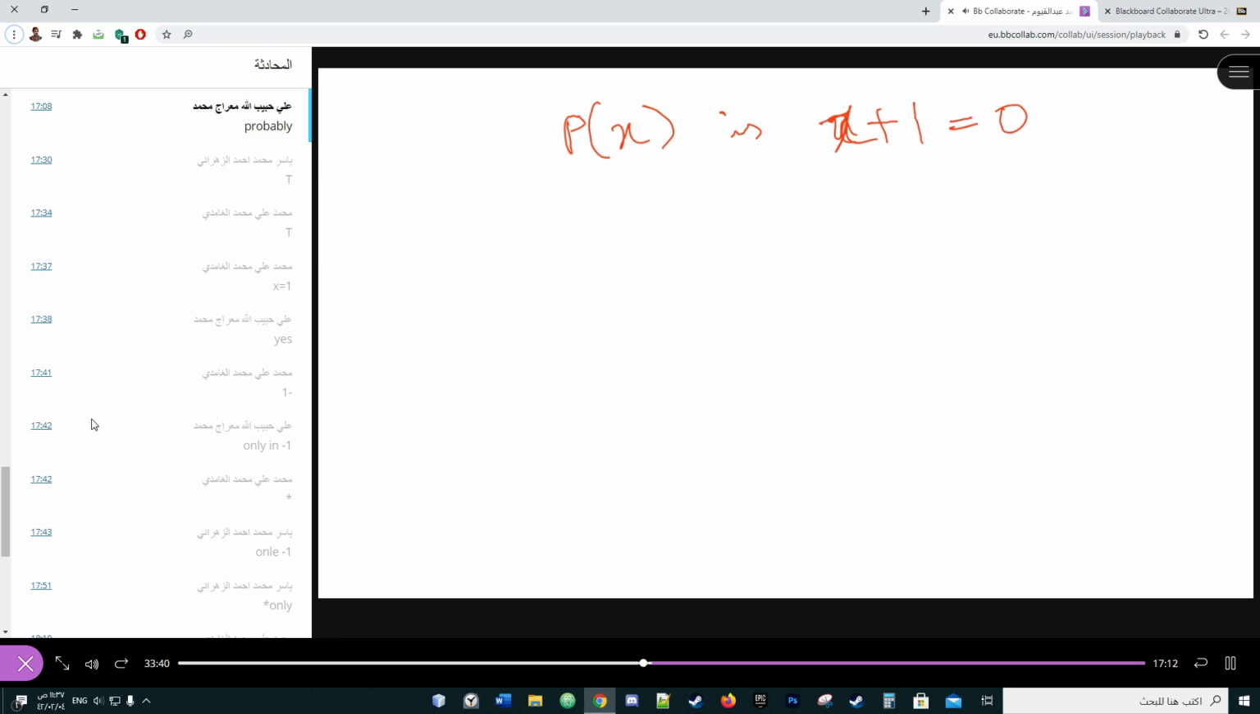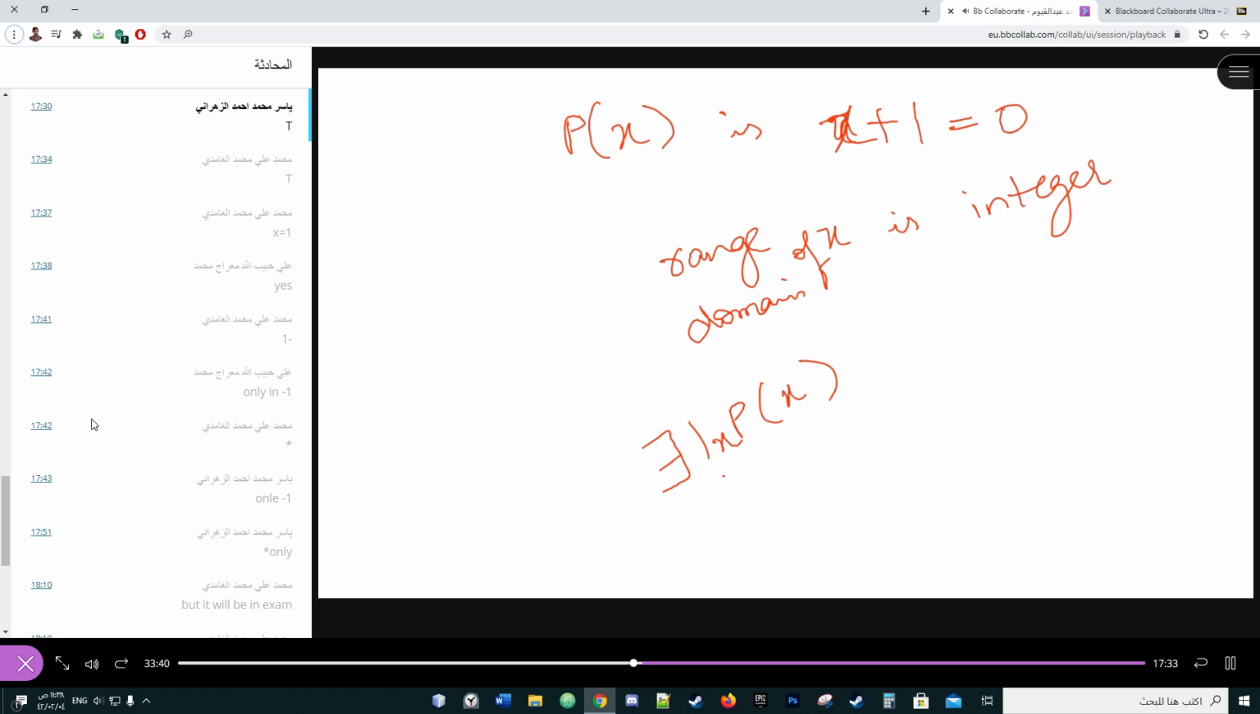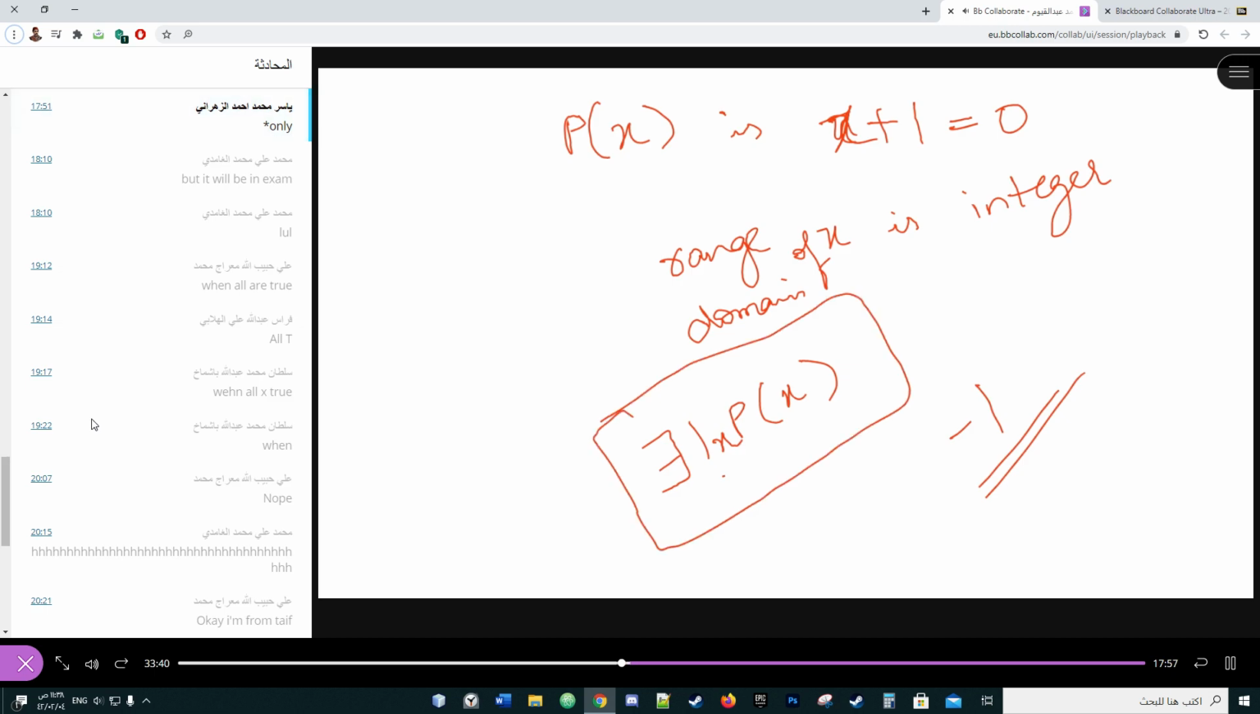Where the range or domain of x is integers, so x can be any integer. Is this true? Why is this true? Oh, Muhammad Ali, small mistake. There is only one value of x which satisfies this equation. So this is a uniqueness quantifier. This is optional. If you don't understand it, it's okay. It's an optional slide.